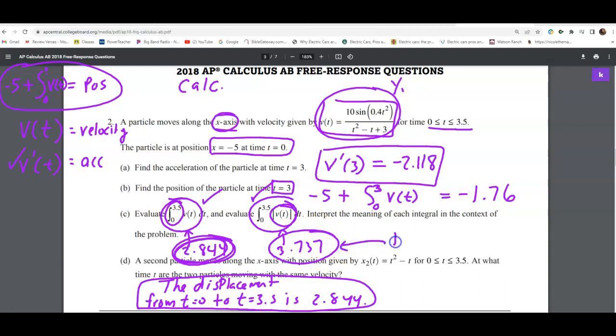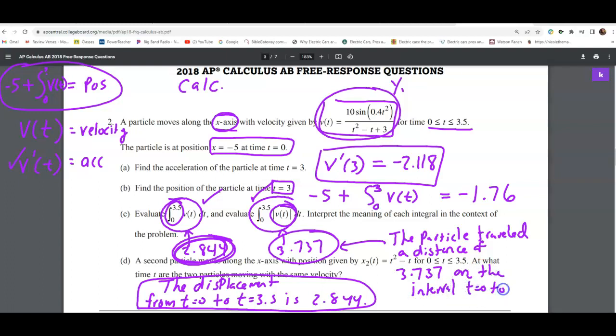So this means the particle traveled a distance of 3.737 on the interval t equals 0 to t equals 3.5. So this one doesn't tell us how far it is away from the starting point. This one tells us the total distance it traveled. Okay? So that's the end of part C.